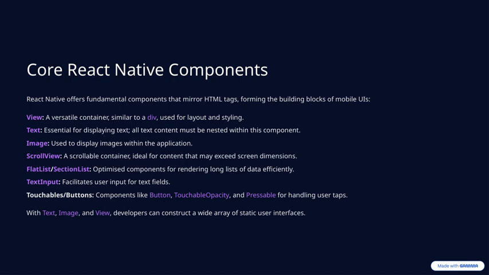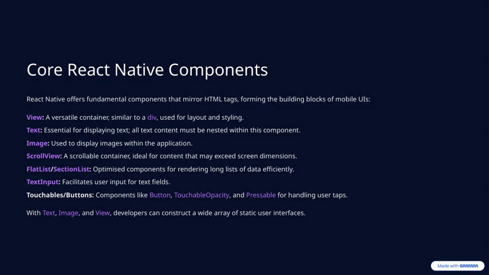For rendering long lists of data efficiently, React Native provides FlatList and SectionList components. These are optimized for performance, especially when dealing with large datasets, by rendering only what's visible on the screen. The TextInput component is crucial for user interaction, enabling text entry fields where users can input data, like names or search queries. Finally, we have touchable components like Button, TouchableOpacity, and Pressable. These handle user taps and gestures, making our app interactive and responsive to user actions.